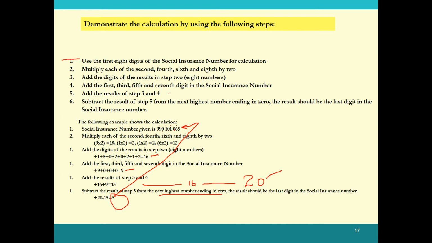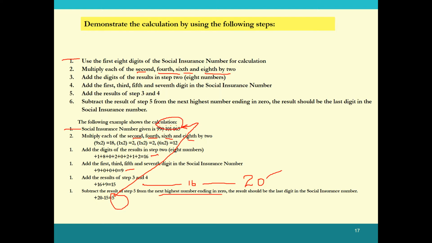Multiply each of the digits, so you select, like this one, 990101065, say, for a social insurance number. So, how do we determine whether this is a right and valid number by the formula? Multiply each of the second, fourth, sixth and eighth digits by 2, and I explain this over here. So, this was the social insurance number here, and then we multiply each second, fourth, sixth and eighth digit. I put a small dot on top of them, you see here.